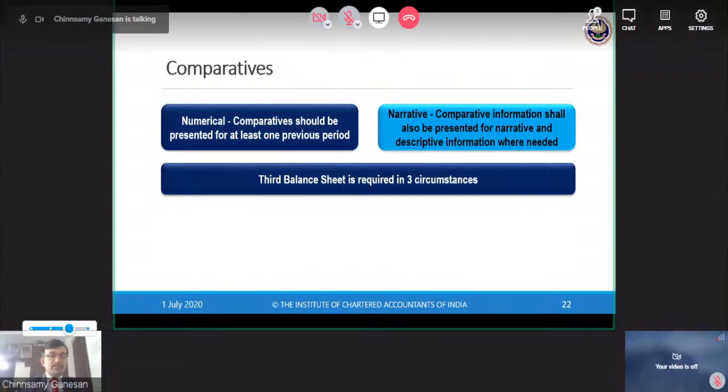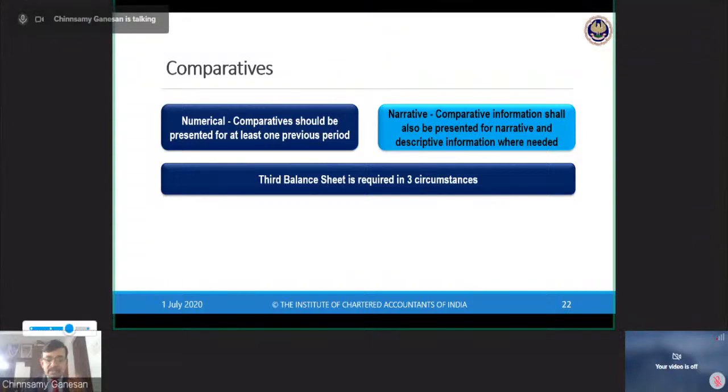And another possibility could be there is an error in accounting itself. Instead of treating a particular item as an expenditure, you might have capitalized. That could be another possibility. So in all these three circumstances, you are supposed to present not only the comparative period balance sheet, but also the balance sheet as at the opening period.